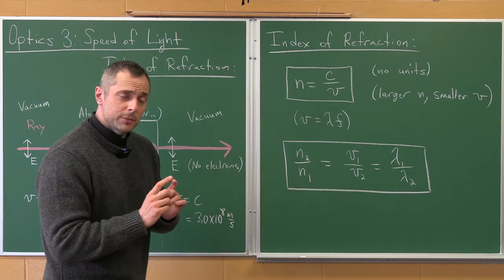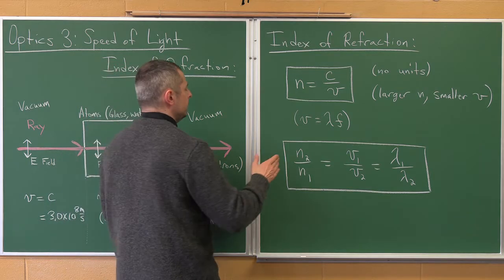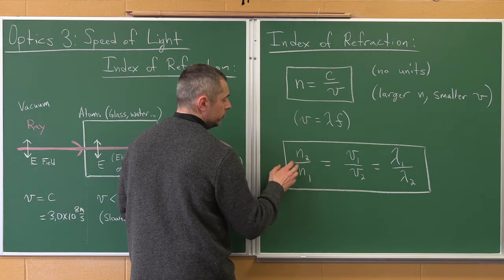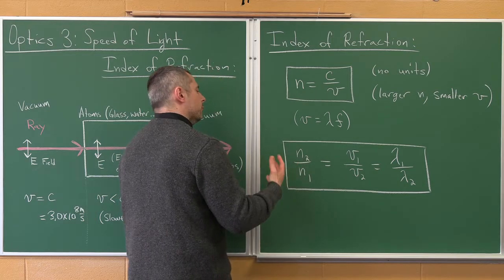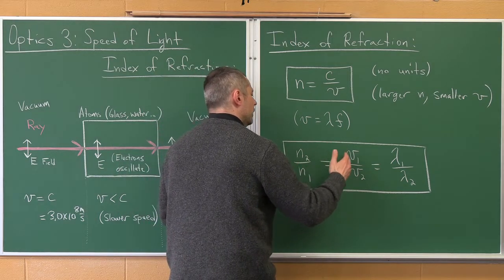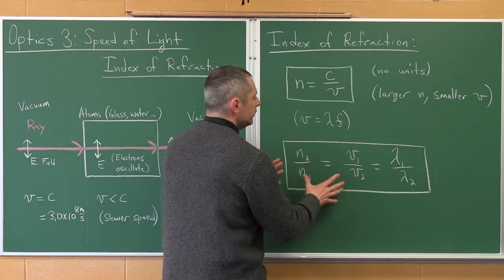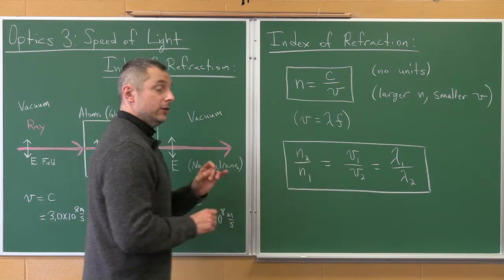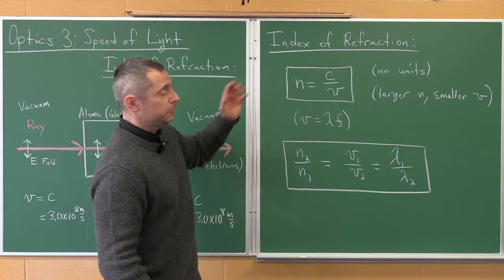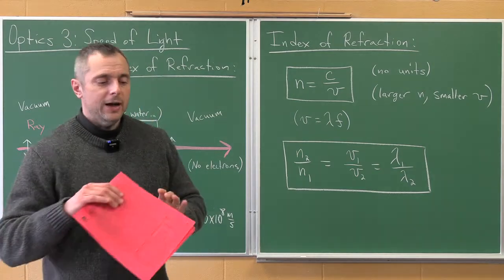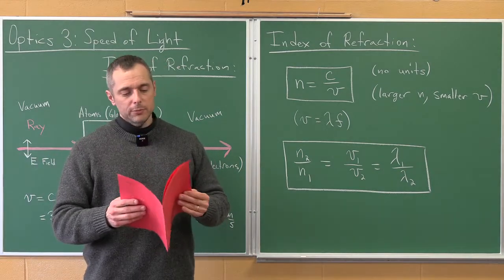And so there's another formula on the Regents reference table. If you take the ratio of any two indices of refraction, material 2 versus material 1, that ratio is equal to speed 1 over speed 2, or wavelength 1 over wavelength 2. So we could use this expression if we wanted to find the new wavelength instead of the new speed in the other material. Now, as I said, these formulas are on the reference table.